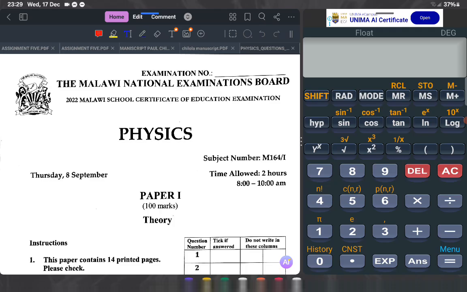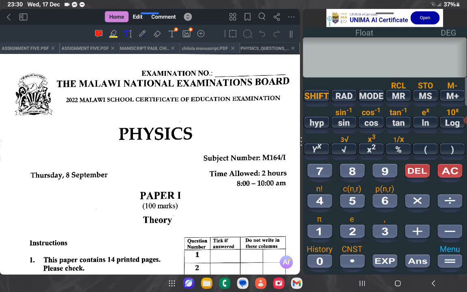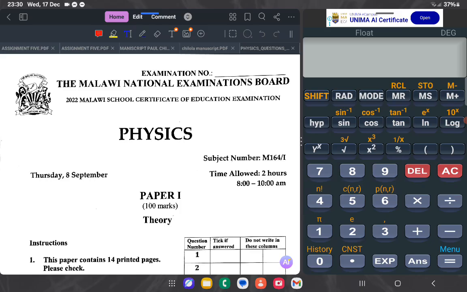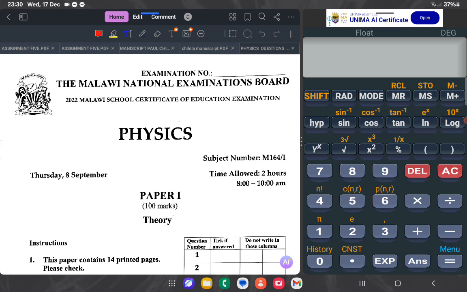Let me welcome you to this revision series in which we continue looking at past exam papers. This is the physics paper from 2022. Welcome. This is paper 1.